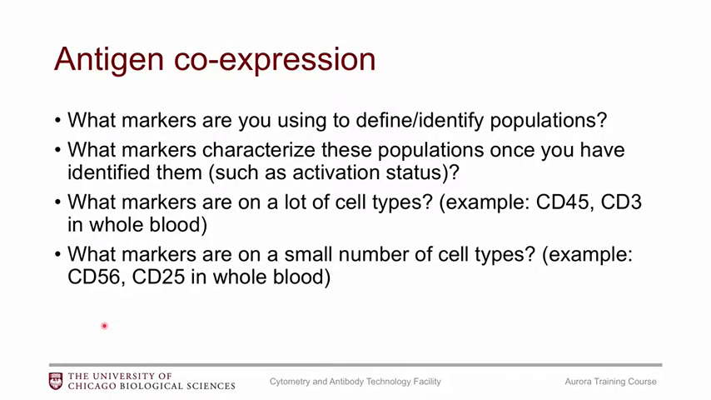Then for antigen co-expression, there are a few questions that I recommend you think about. What markers are you using to define or identify your populations versus what markers characterize these populations? Something that you might be looking at, for example, maybe activation status.